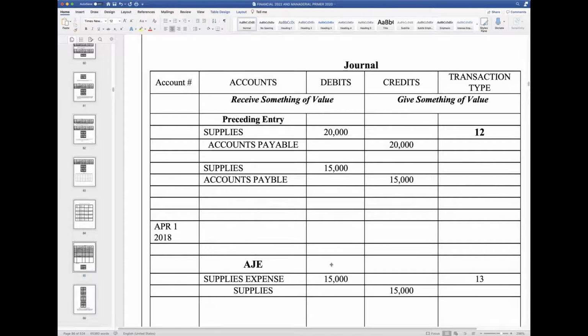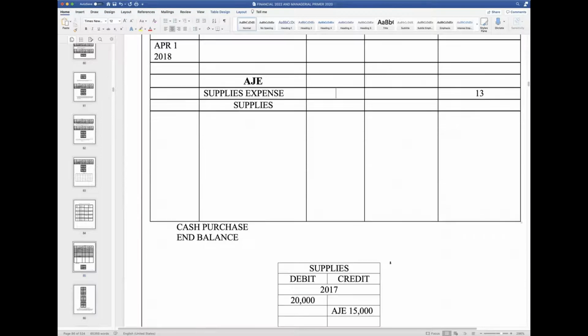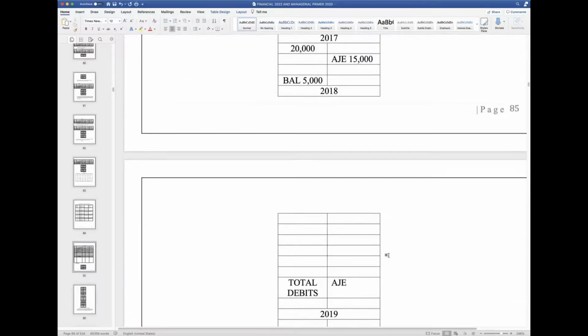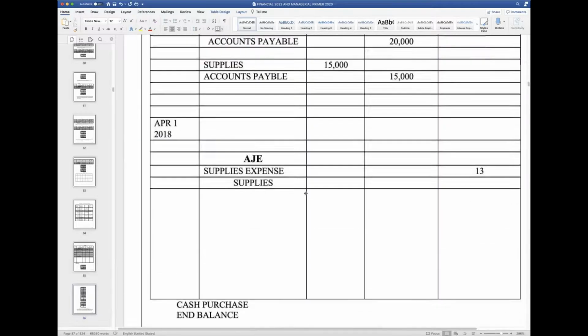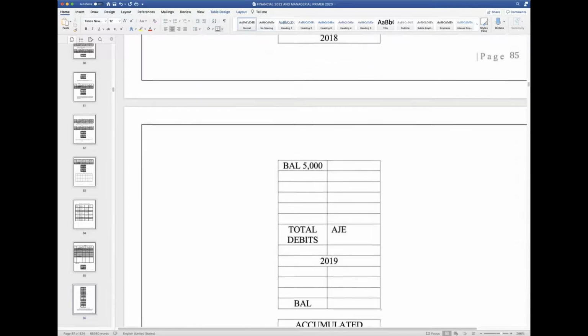So we have to calculate our supplies expense in this situation for the second year. So when we get into 2018, we have that balance that we brought forward of $5,000. We've made purchases of 20,000 and 15,000, so we would post those.